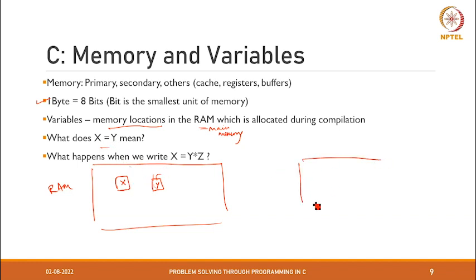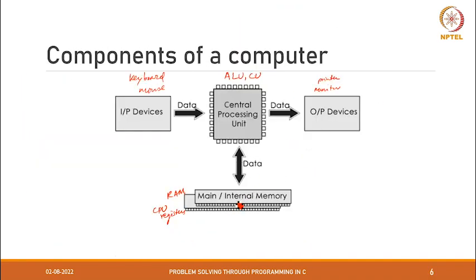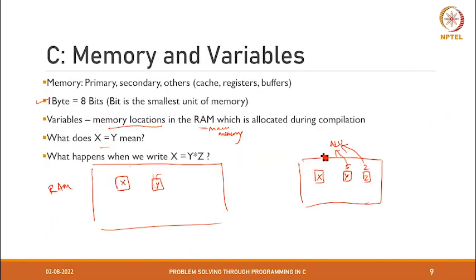Similarly, if you write x equal to y into z, say y and z are some memory locations here, and you have another memory location x that you are defining, and y and z, say this has a value of 5, this has a value of 2. Now what will be done is this value of 5 will be taken, this value of 2 will be taken, it will be passed from the main memory, like we saw in that previous one, somewhere here in the internal memory, and it will go to the ALU, and the ALU will calculate this 5 times 2, and it will send the information back into the main memory, and it will store this final information, which is basically 10, in the memory location of variable x.